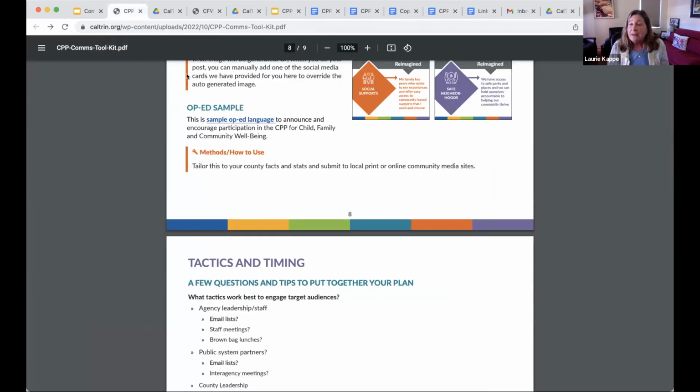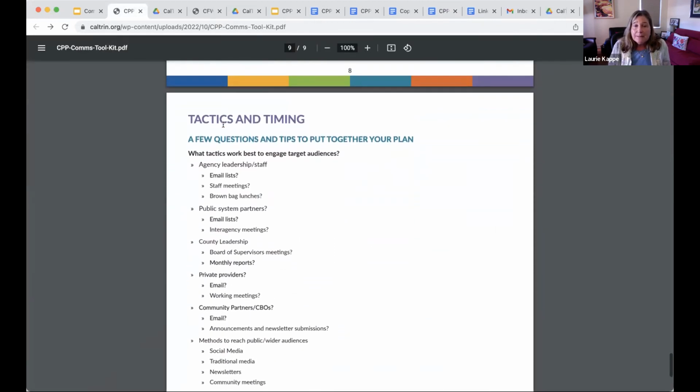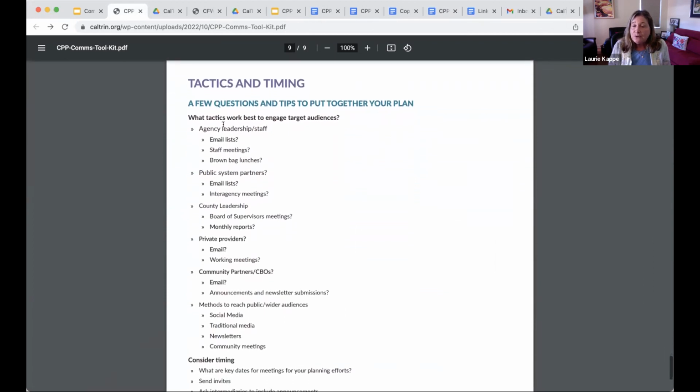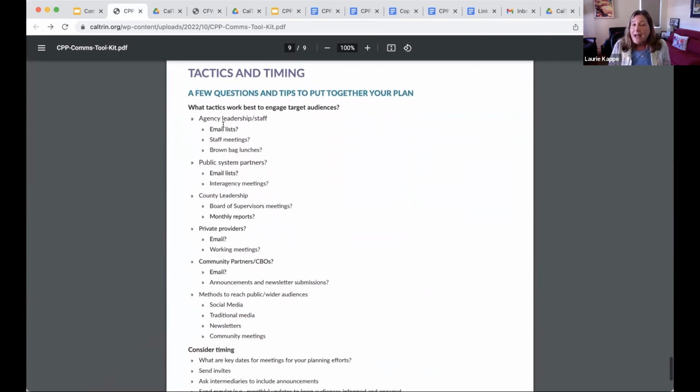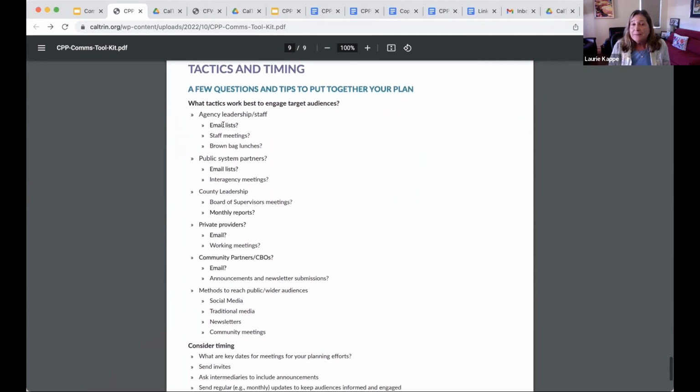So my last page of my toolkit here is what are the tactics and timing. Remember my 3 M's: messages, materials, methods, and now it's tactics, tools, and timing. I've shown you the tools. So now let's think about how we would put this together as a plan.